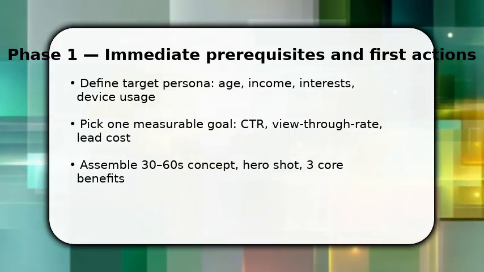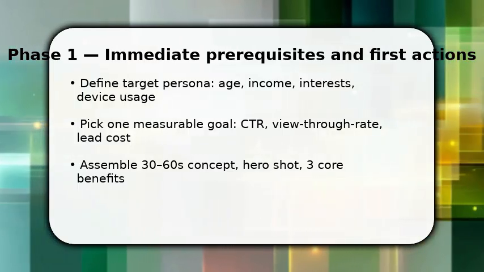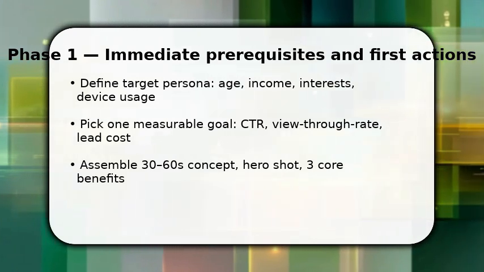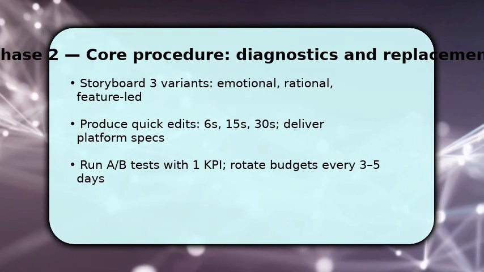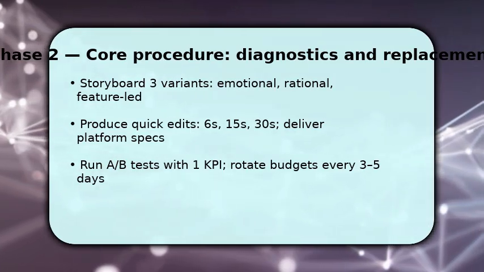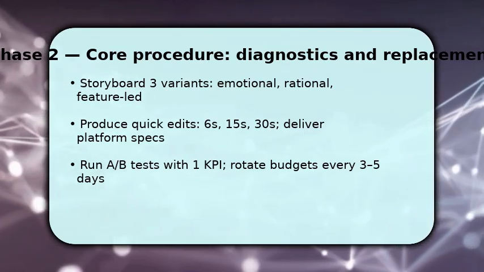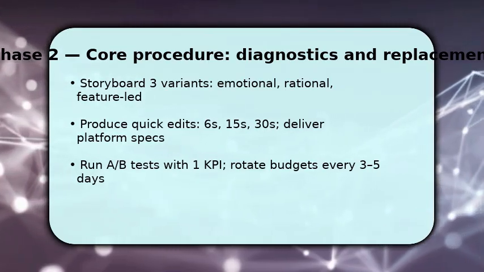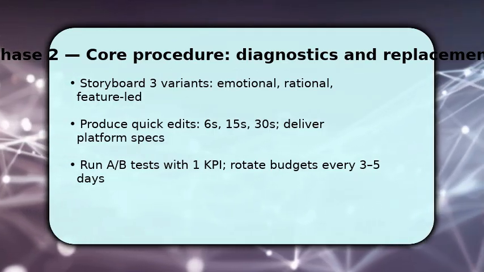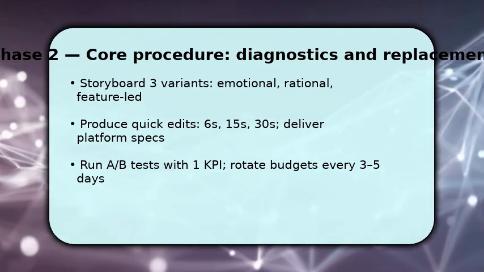You'll also pick tone and platform, short, punchy for social, cinematic for OTT, because creative format dictates execution and initial media choices. Now you move into building and testing. Produce 3 tightly focused variants, emotional, rational, and feature-led, and cut each into 6s, 15s, and 30s edits so you have platform-ready assets. Once done, set up A/B tests that track a single KPI per test. This avoids mixed signals and speeds learning.